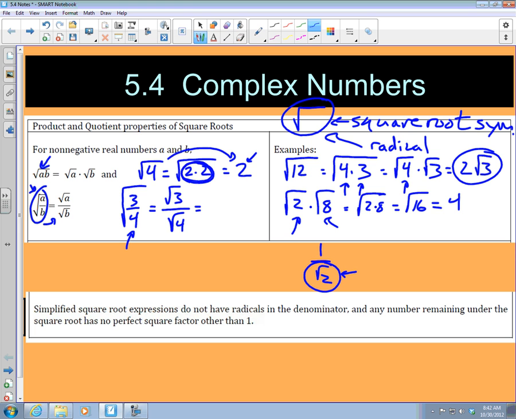And from that, I can't simplify the square root of 3. 3 isn't a perfect square, but 4 is. The square root of 4 is equal to 2. And there's my answer. That's one thing you can do with square root symbols.